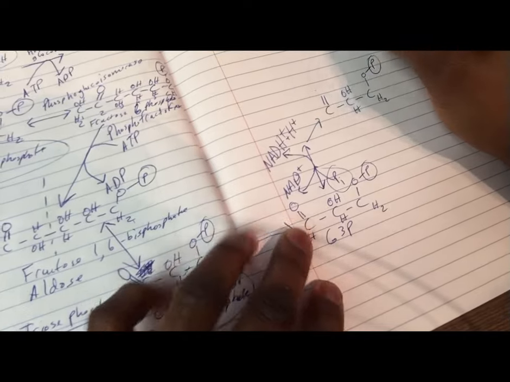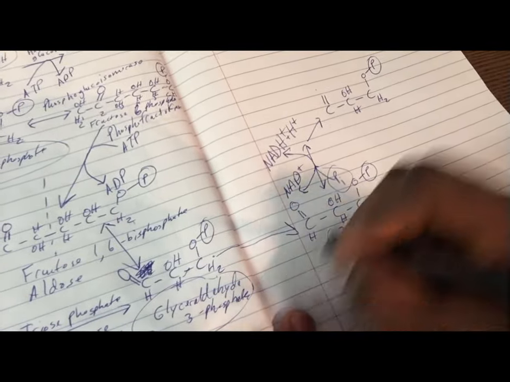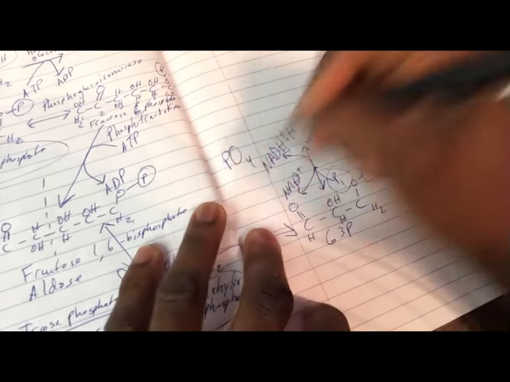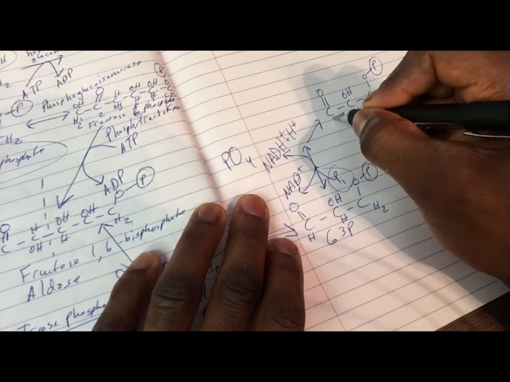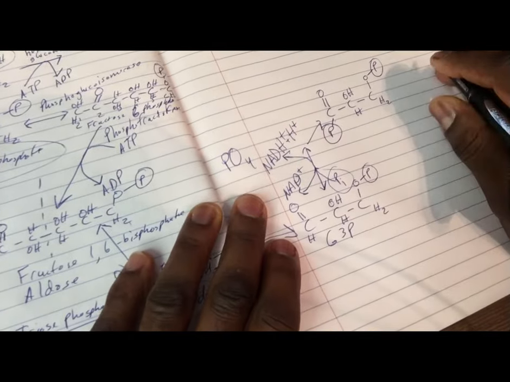So we're going to keep our carbonyl group. This is because we have a full transfer of a phosphate group, which is PO4. So we're going to bind this carbon with its own phosphate group.